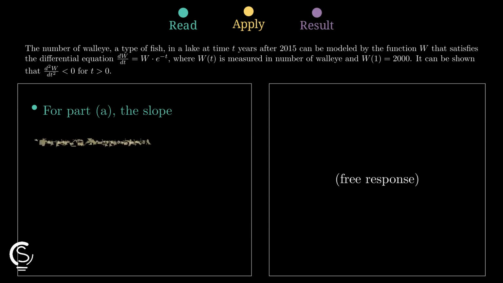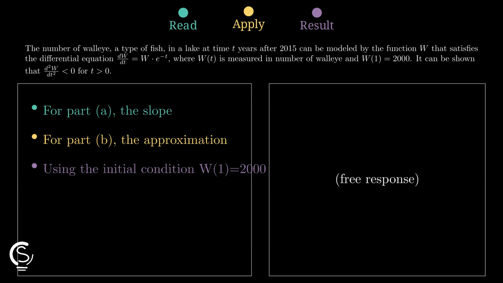Separate variables and integrate both sides. Using the initial condition of 2,000 walleye at year 1, solve for the constant to find the function.